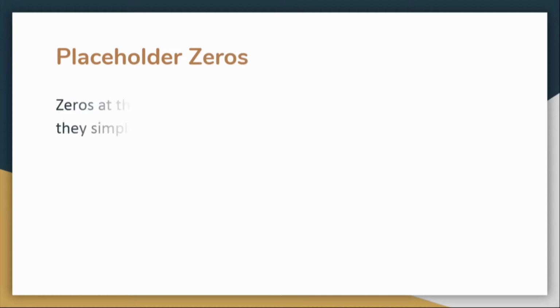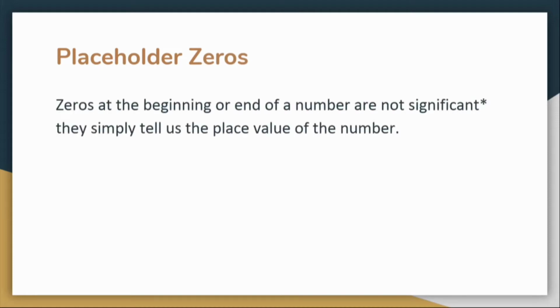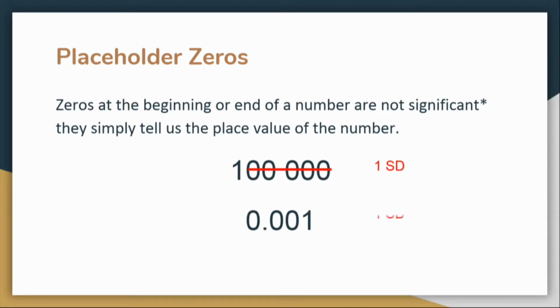Placeholder zeros. Zeros at the beginning or end of a number are not significant. They simply tell us the place value of the number. For example, 100,000. It has 1 significant digit. The 5 zeros are not significant because they are just placeholder zeros. 0.001 also has 1 significant digit. The first 3 zeros are not significant.